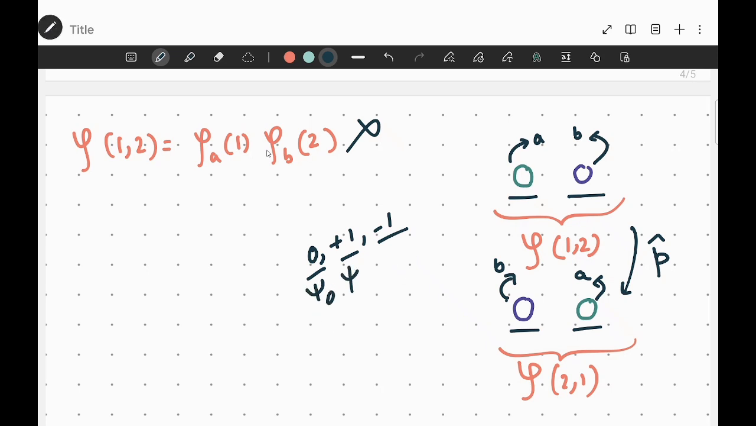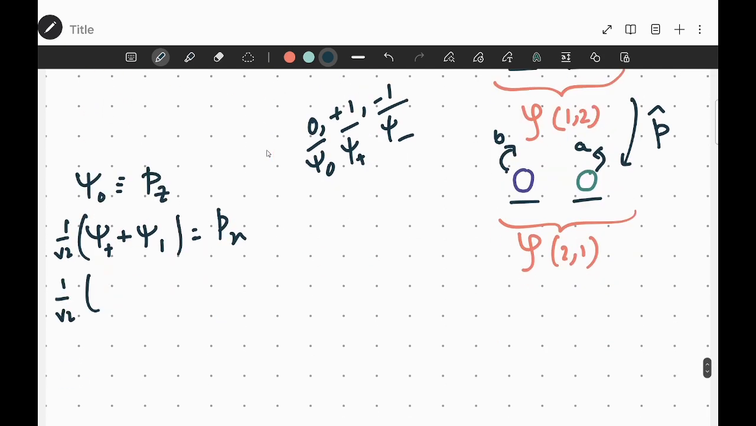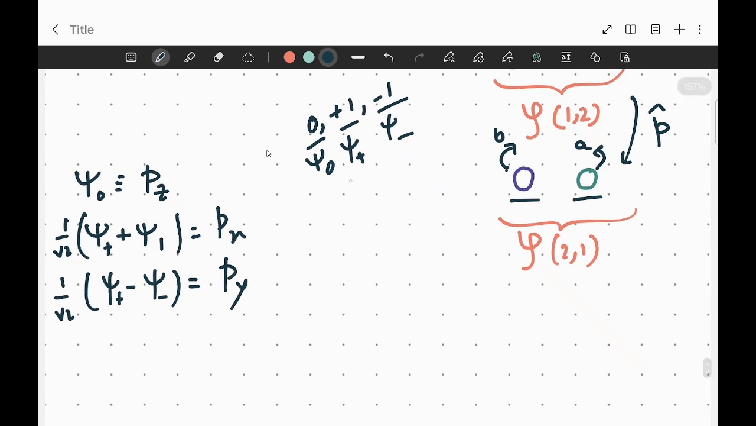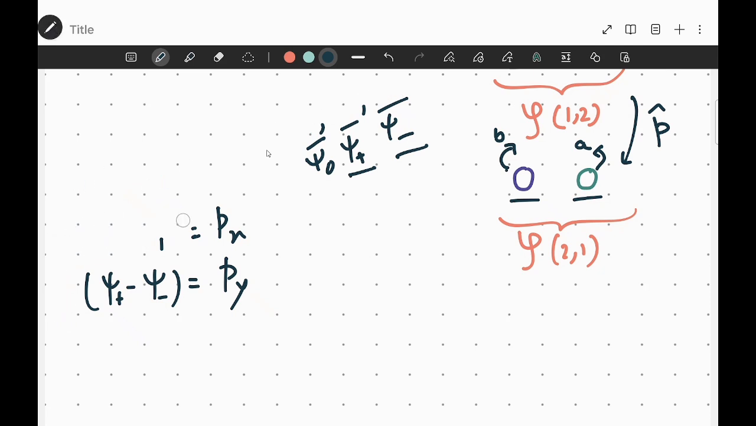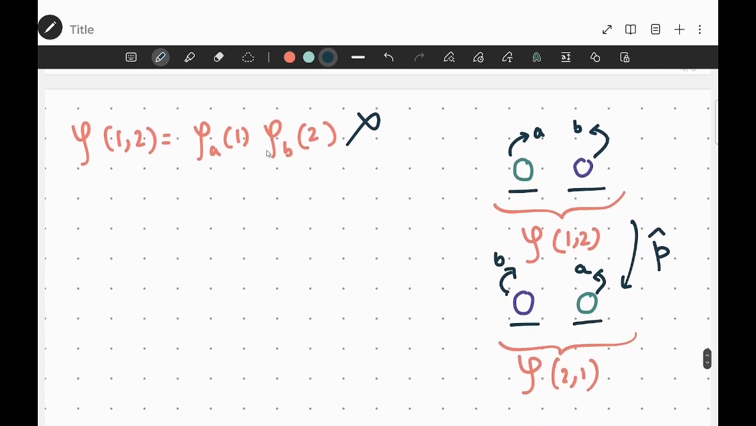Let me write. This is 0. Let's say it is plus, it is minus. If these are the wave functions, then psi 0 is equivalent to pz, but these are the px and the py. So we have to take the linear combination, because these can't fulfill the antisymmetric condition. The electron should follow the antisymmetric condition. Here also it is the same case. That's a fermion, so the antisymmetric condition should be followed. For that we have to take the linear combination.